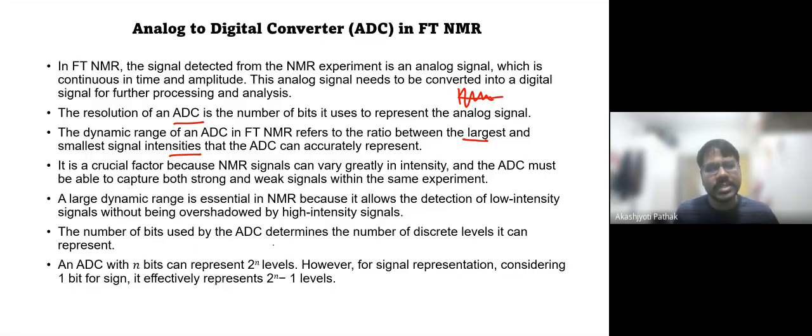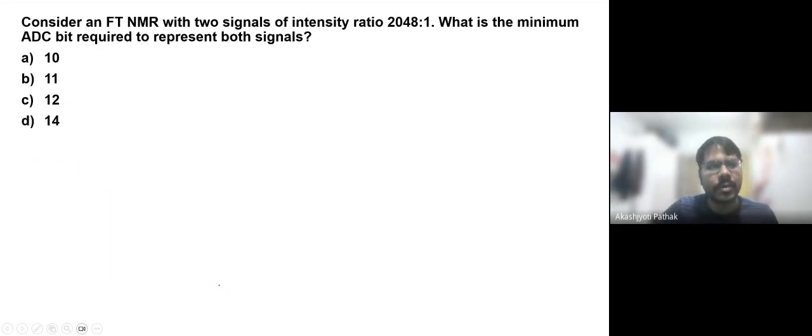So the number of bits used by the ADC determines the number of discrete levels it can represent. An ADC with n bits can represent 2 to the power n levels. However, for signal representation, considering 1 bit for sign, it effectively represents 2 to the power n minus 1 levels. Okay, so now answer this question, if you have understood the concept of dynamic range. There are a few questions.